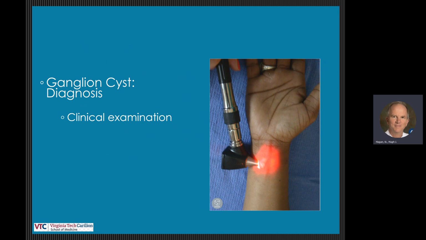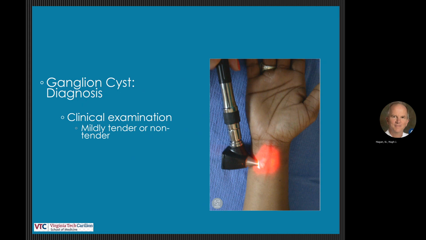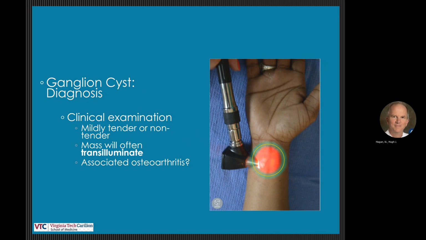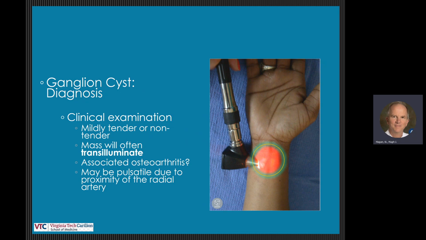On clinical examination, ganglion cysts tend to be mildly tender or not tender at all. A mass will often transilluminate, and this will separate the ganglion cyst from many other benign masses around the wrist and the hand. They can be associated with osteoarthritis or a synovial cyst. They may be pulsatile around the wrist due to proximity of the radial artery.